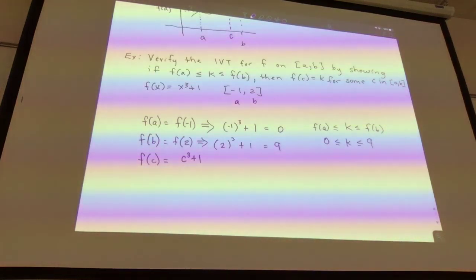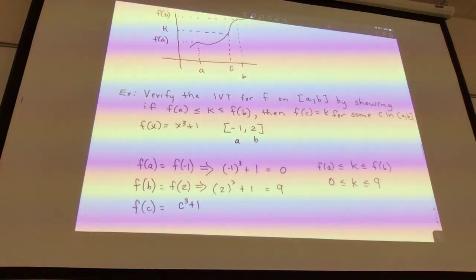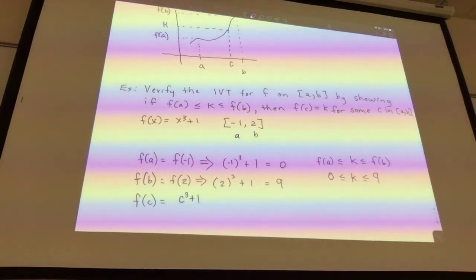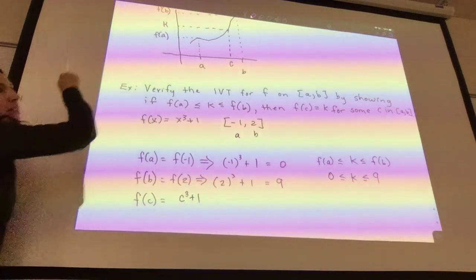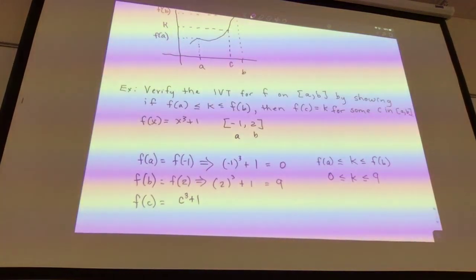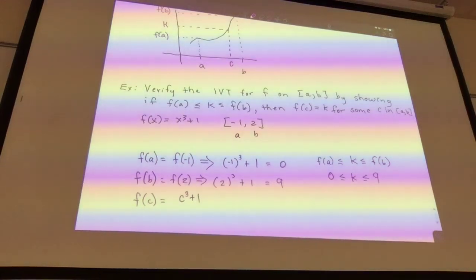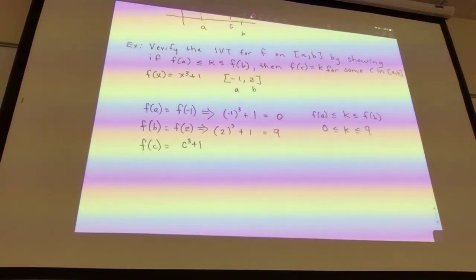So I know that K, you see this right here? That K is going to be somewhere between 0 and 9 because it's in between them. That's one of the things we need to establish there. But we're not done. What's the next thing it asks us?